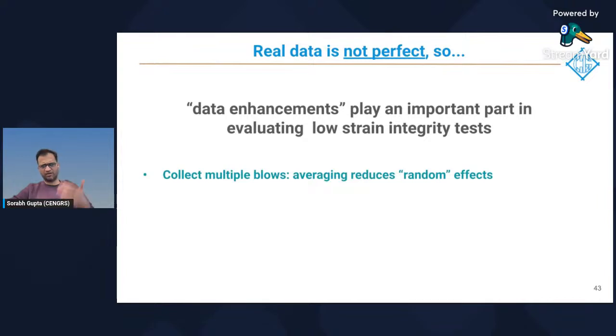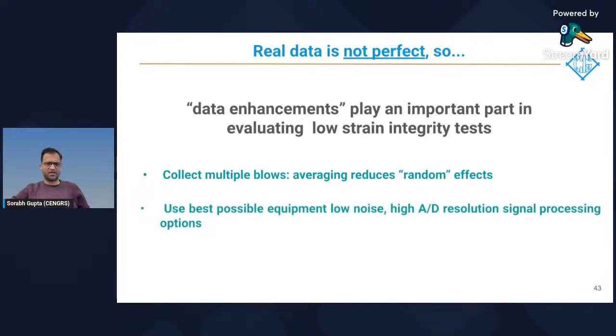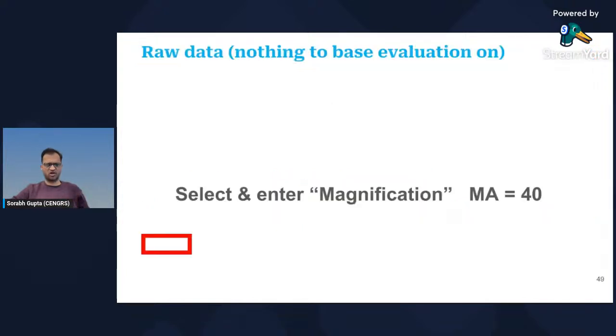One way to reduce the noise or the random effects in data is to collect multiple blows. My recommendation is that for every pile, you should carry out at least 6 tests, ideally at different points of the pile, and all these test results must be averaged. When you average several test results, that reduces the random effects, and you get only the true signature of the pile in your averaged result. You have to use good quality equipment with low noise, high A/D resolution, and signal processing options.